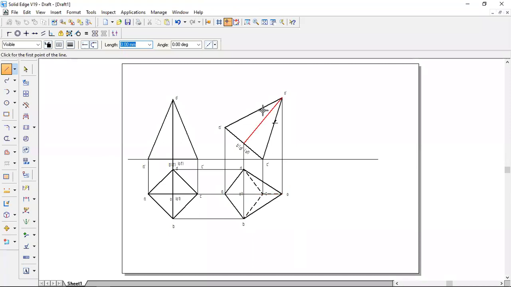Similarly, when viewed from the top, OA is visible because OA is near to the observer. So OA is visible in the sense that OA should be drawn as thick. So from O, if I draw like this, then it will become thick.